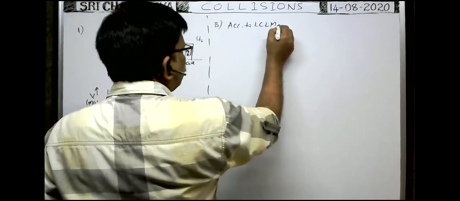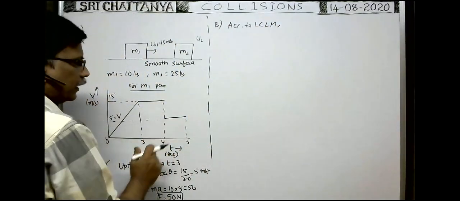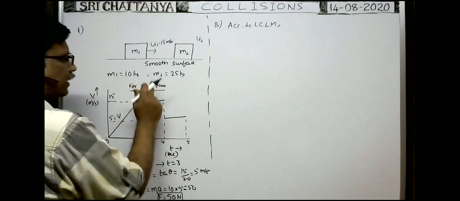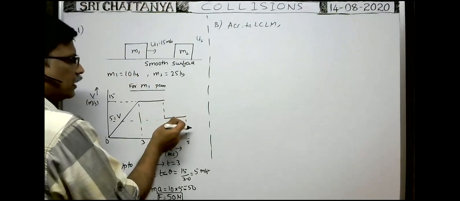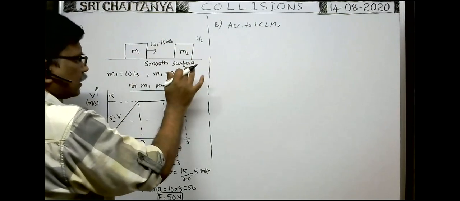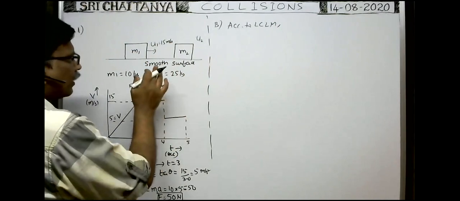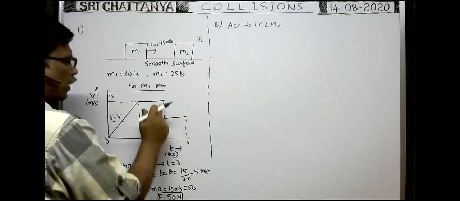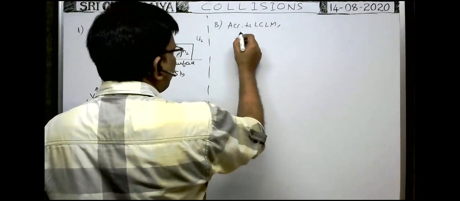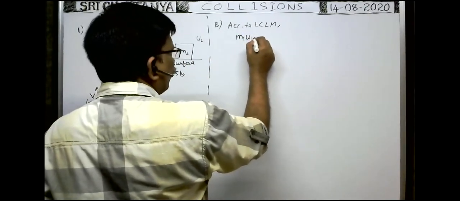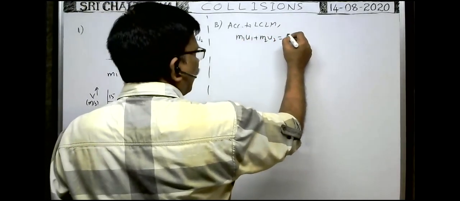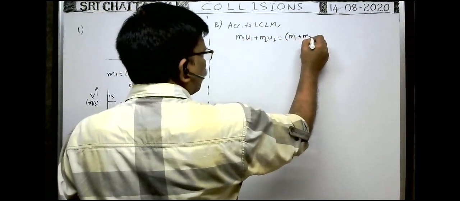According to the law of conservation of linear momentum, I am applying it after t equal to 4 seconds. In between 3 to 4 seconds, the first body travels with velocity 15 meter per second and collides with the second body, and they stick together. After sticking together, the two bodies move together with constant velocity. This is the common velocity for the two bodies. That's why according to the law of conservation of linear momentum, before collision the momentum is m1 u1 plus m2 u2, because u2 is not given, they ask you to find. That is equal to, after collision, the momentum of the entire system, m1 plus m2 into v.